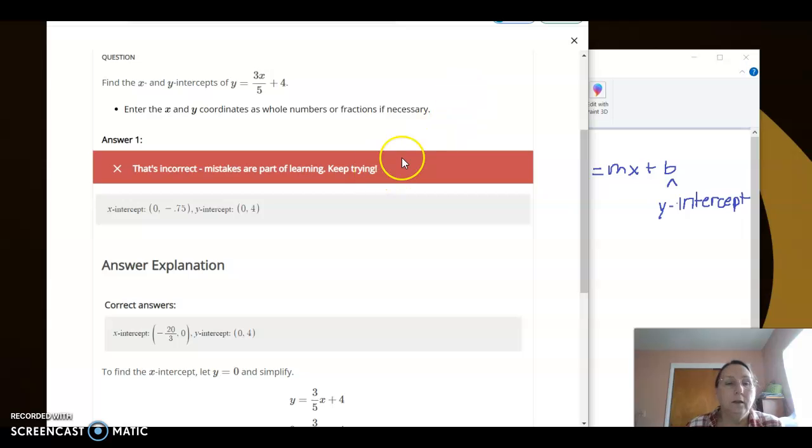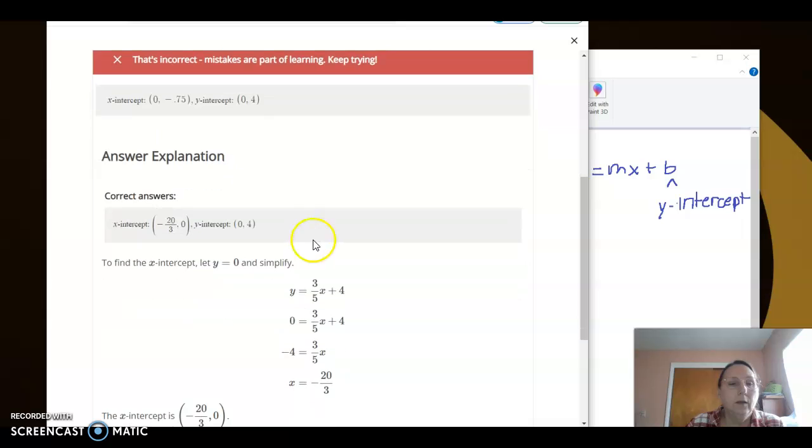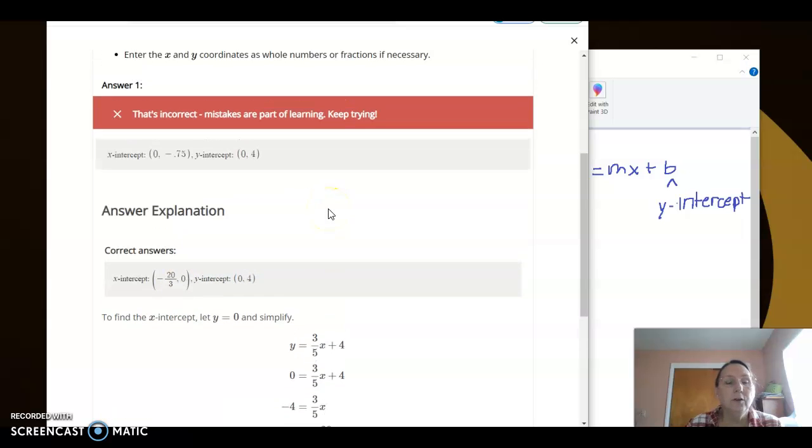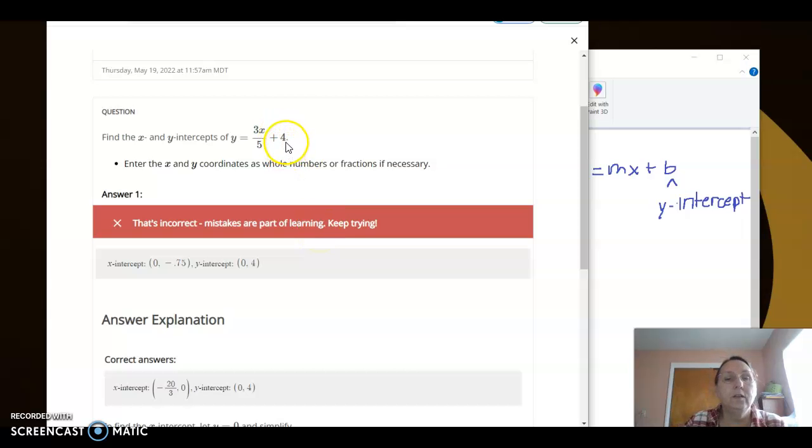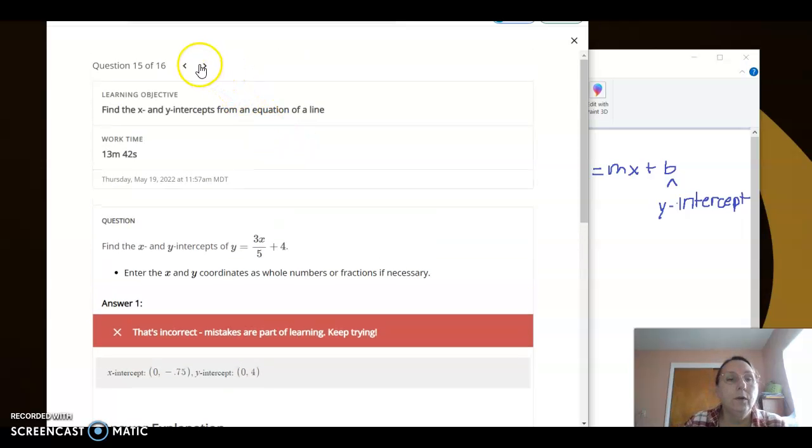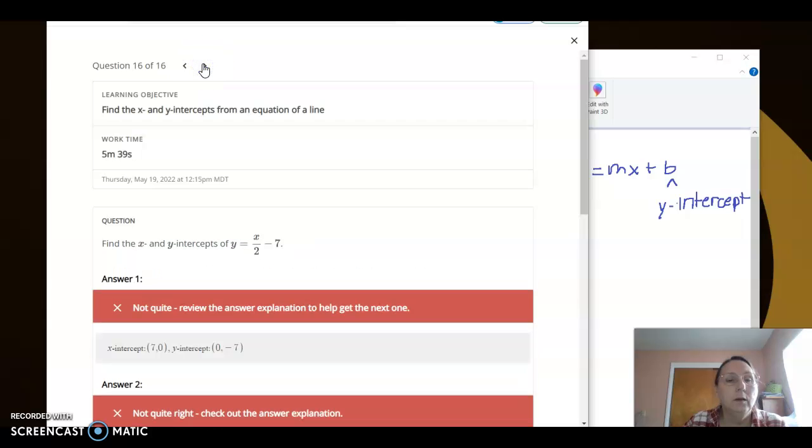Now let's look at this. They got close. The correct answer was exactly what we said: negative 20 over 3, 0, and then 0, 4 were our answers. So that's how you're going to find your y and x intercepts in an equation. And if your equation is like this one, you can see your y-intercept right away. In the previous one, it was the same thing. It would have been negative 7. We could have seen it right there.